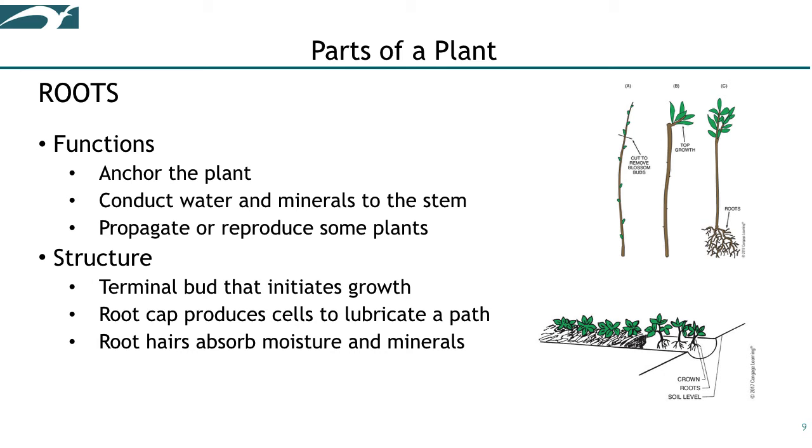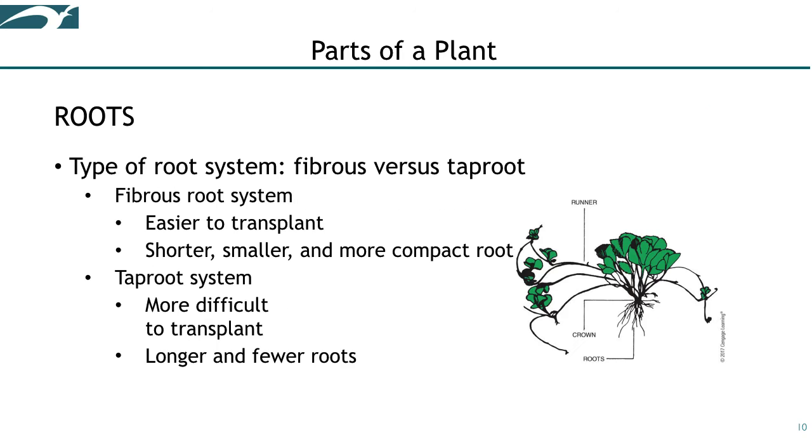Roots. The function of the root system is to anchor the plant, conduct water and minerals to the stem, and propagate or reproduce some plants. The structure contains the terminal buds that initiate growth. Root caps produce cells in a lubricating path. Root hair absorbs moisture and minerals.